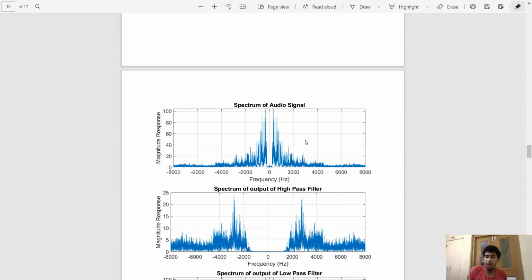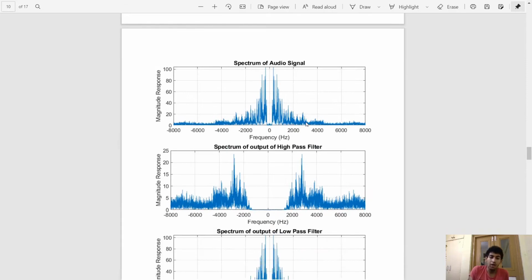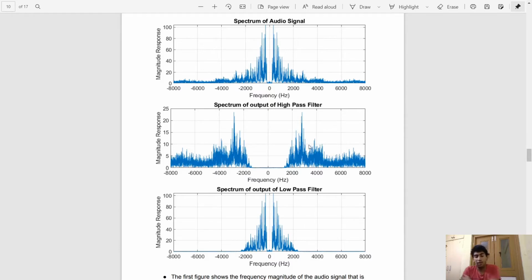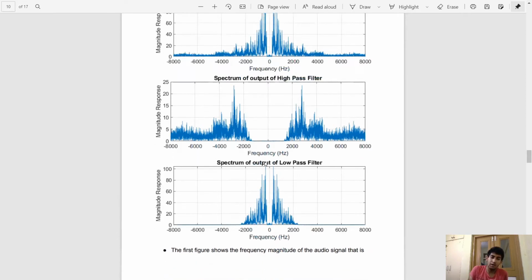So what we'll do is pass this through the designed low pass filter and then through the designed high pass filter, and then we'll plot the spectrum of the outputs of the high pass and the low pass filter. This is the spectrum of the output of the high pass filter, and this is the spectrum of the output of the low pass filter. It does a pretty good job of separating the low frequencies and the high frequencies, so the filter is working as expected, and it can be verified that the filter meets the design specifications that were required.